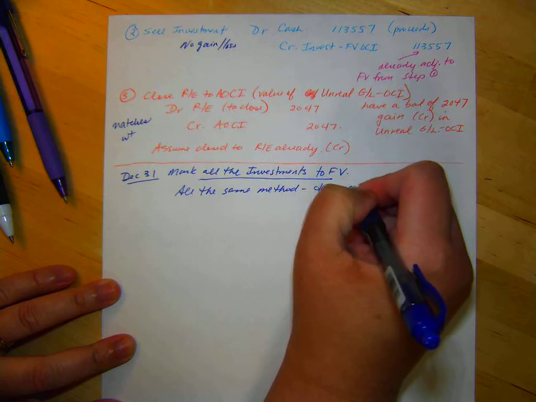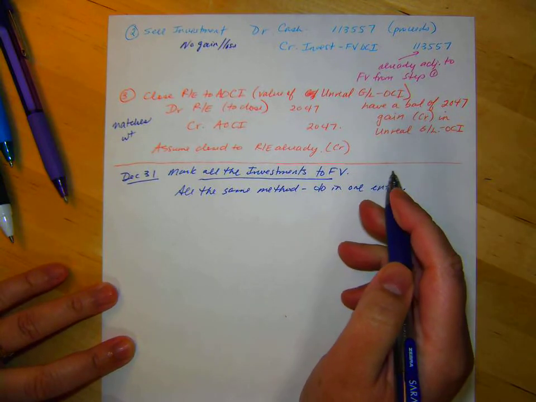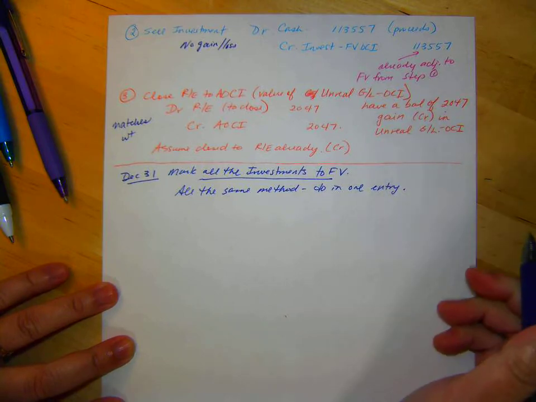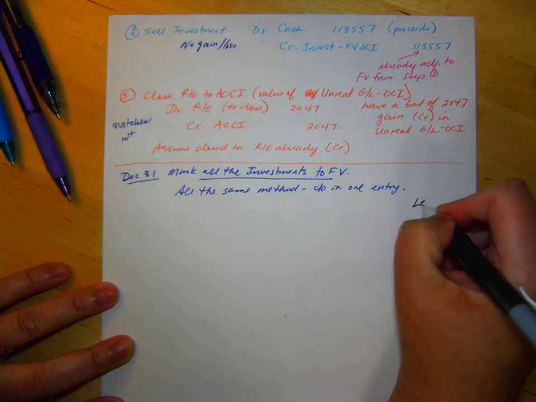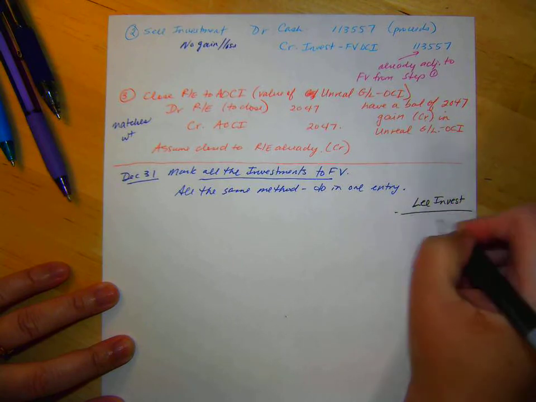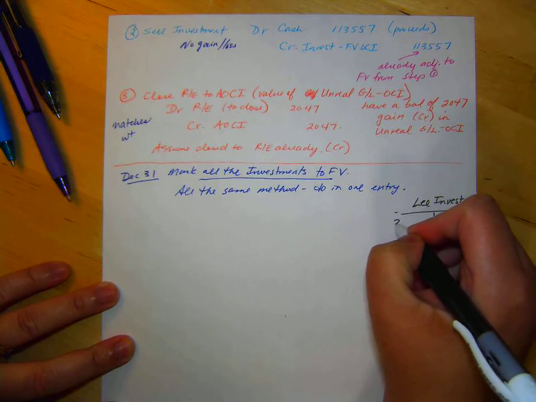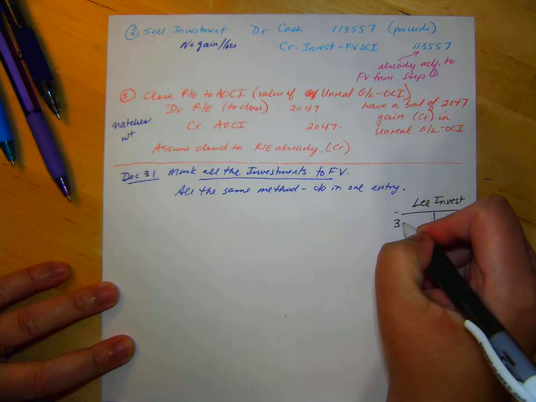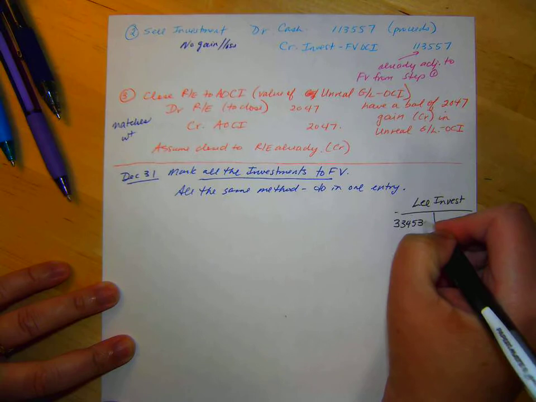Do in one entry. So, first of all, let's just see a little about the investment, just so we know what we're dealing with. So we started with 334,530. We'll have to look back.